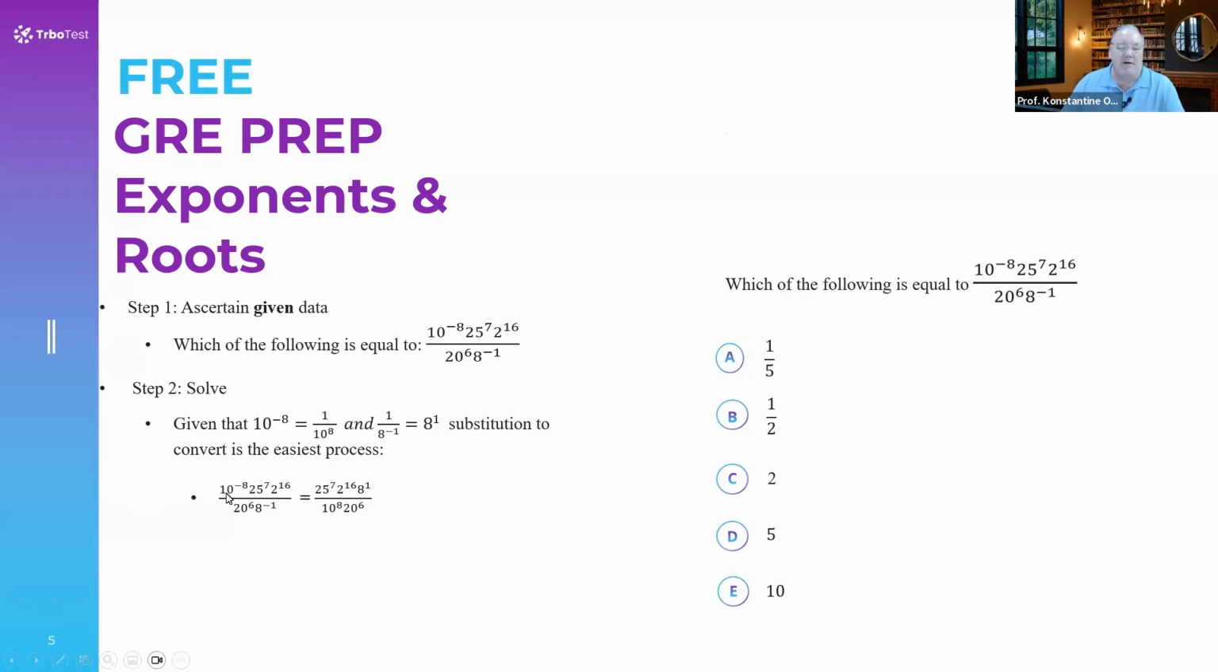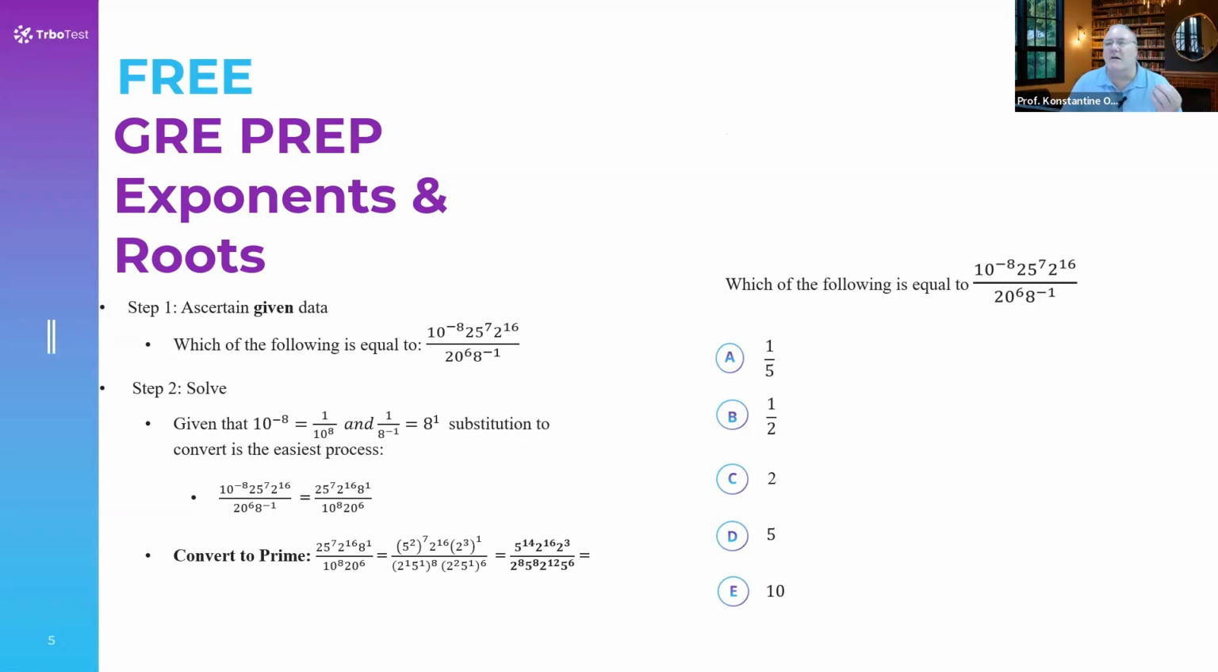Okay, here we have 10 raised to the negative 8 times 25 to the 7th times 2 to the 16th over 20 to the 6th times 8 to the negative 1, raised to the negative 1. So if we convert this 10 to the negative 8, which becomes 10 to the 8, we move it over here, we keep the other two numbers. So everything now is a positive exponent. On the bottom, remember that 8 to the negative 1 is the same thing as 8 to the 1, and then we have the 10 raised to the 8th power and the 20 raised to the 6th. So we're plugging these numbers in and simplifying.